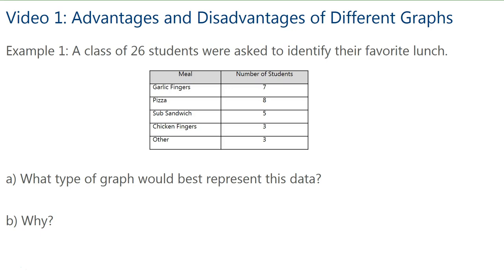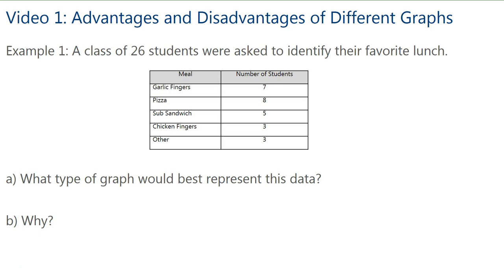So example 1. A class of 26 students were asked to identify their favorite lunch. 7 chose garlic fingers, 8 chose pizza, 5 chose subs, 3 chose chicken fingers, and 3 chose something else. So what type of graph would best represent this data? We don't need to actually graph the data, just state which one we would use.